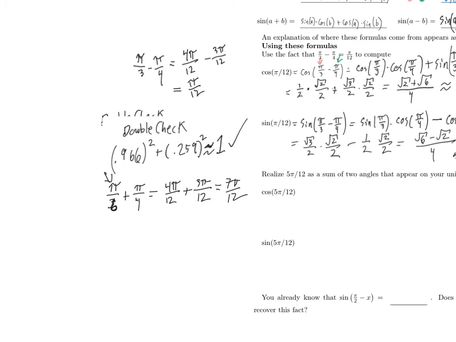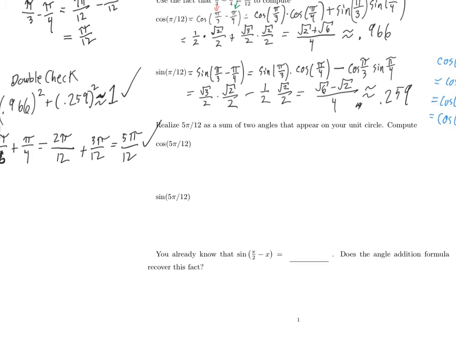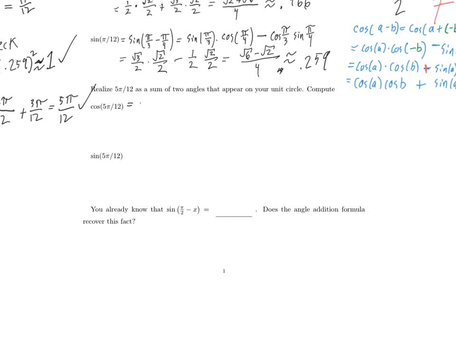And I will now see pi over 6 plus pi over 4 is equal to, again, common denominator is 12, 2 pi over 12 plus 3 pi over 12. Yes, that is indeed 5 pi over 12. Checks out. So if I want to compute the cosine of 5 pi over 12, I will use that fact. Cosine of 5 pi over 12 is equal to the cosine of pi over 6 plus pi over 4.